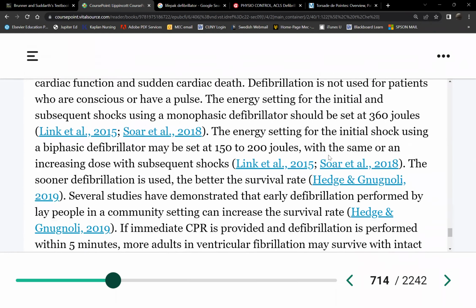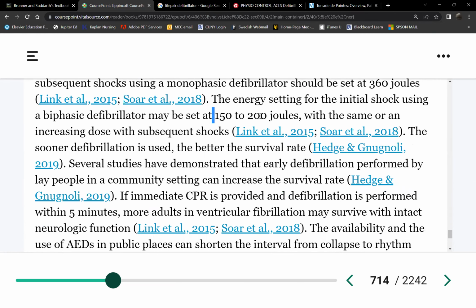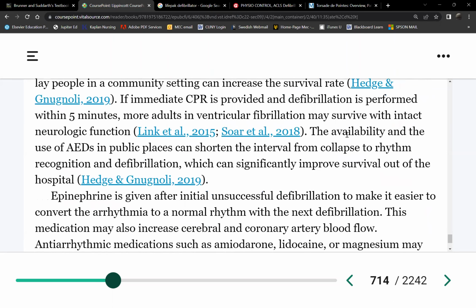Okay. So here's the defibrillator. That can be as high as 360, or you can start at 150, 200. That's a lot. And in between, of course, BLS, so you do chest compressions in between shocks.